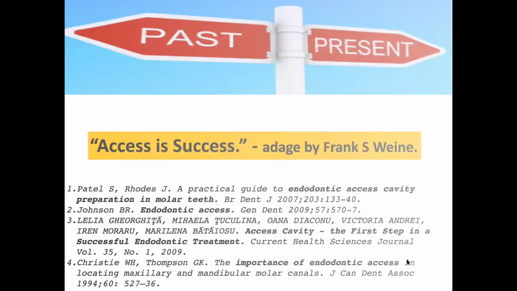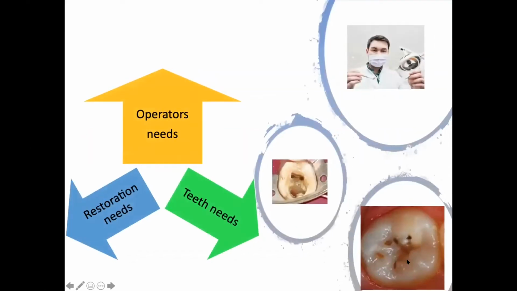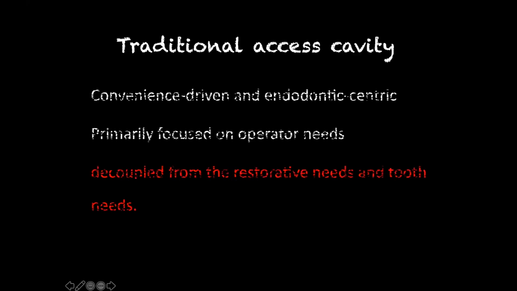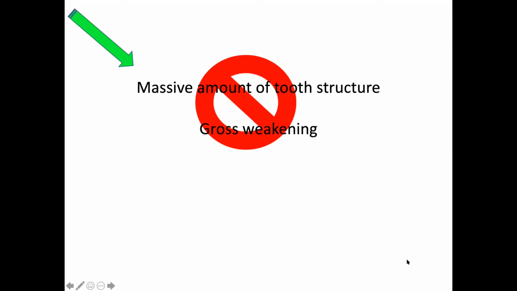For a successful endodontic treatment, there are basically three needs which have to be fulfilled: the operator needs, the restorative needs, and also the tooth needs. All these three fulfilled give you a proper endodontic treatment. A traditional access cavity is always directed towards the operator's need rather than primarily focusing on the restorative or tooth needs. So the traditional access cavity sometimes results in loss of more tooth structure. When there is a massive amount of loss of tooth structure, this eventually leads to gross weakening of the tooth structure.